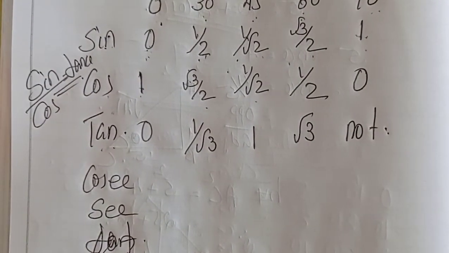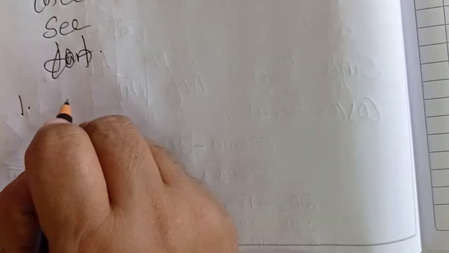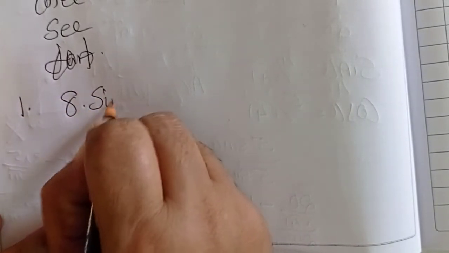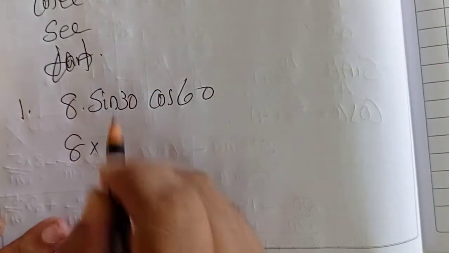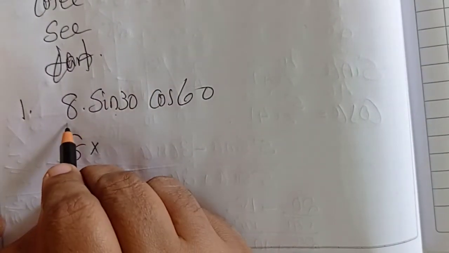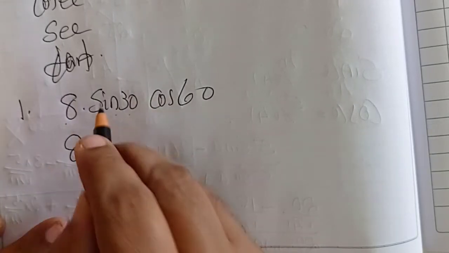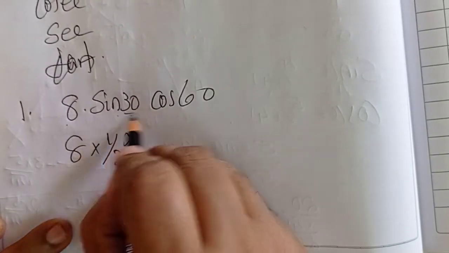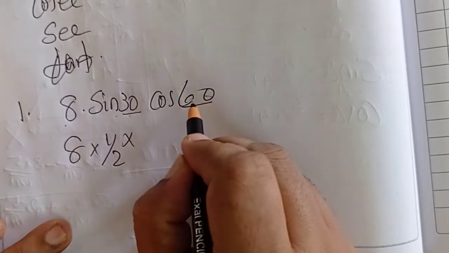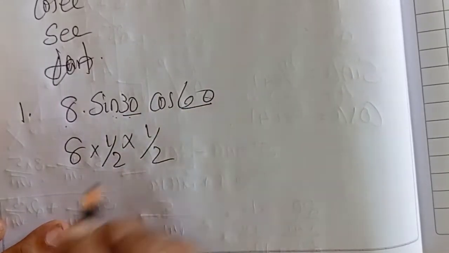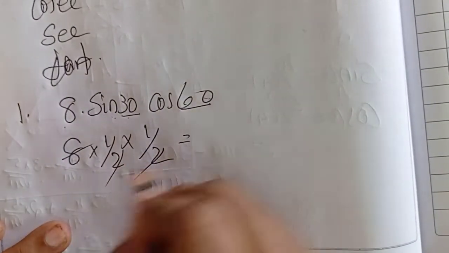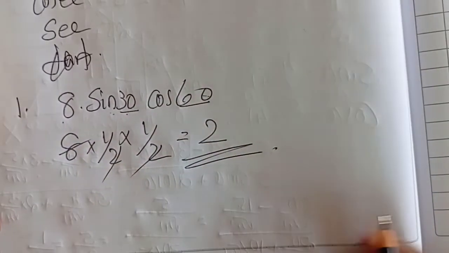Okay, write the problems. One simple question, write. Find or evaluate 8 sin 30 cos 60. 8 into, can you say what is sin 30? 1 by 2, isn't it? Second, 1 by 2. Cos 60, 30 and 60 are complementary angles, so they are equal, 1 by 2. 2, 2 and 8 cancel. 4 2's. Got the answer?